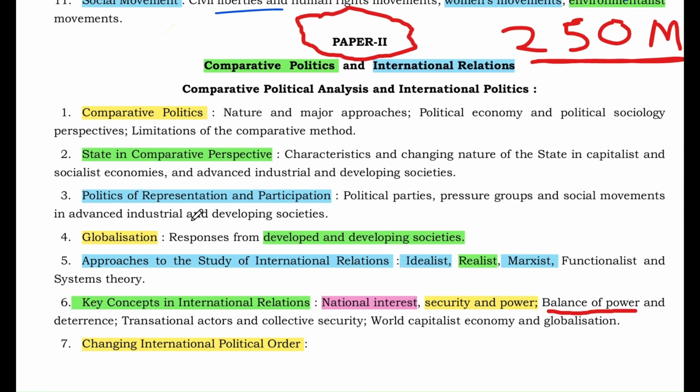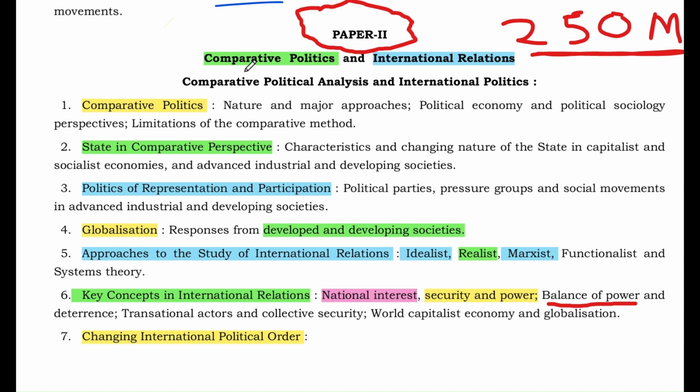Then Paper 2 is also of 250 marks. In that, comparative politics and international relations, where international relations is very important. This is the foundational building of comparative politics. Here we discuss world institutions and compare their best practices. Comparative politics: nature, major approaches, political economy, political sociology, limitations of the comparative method. So here we compare the politics of world states, like developing societies.